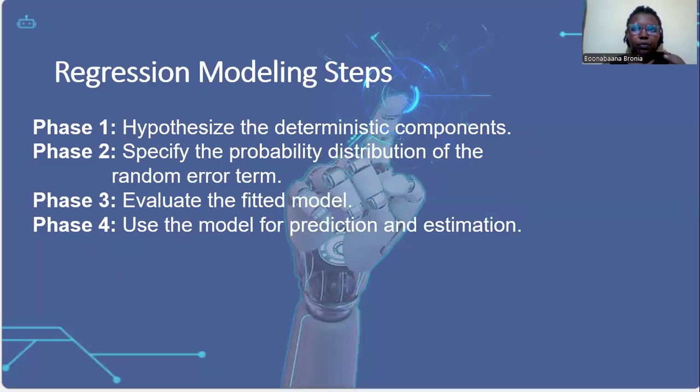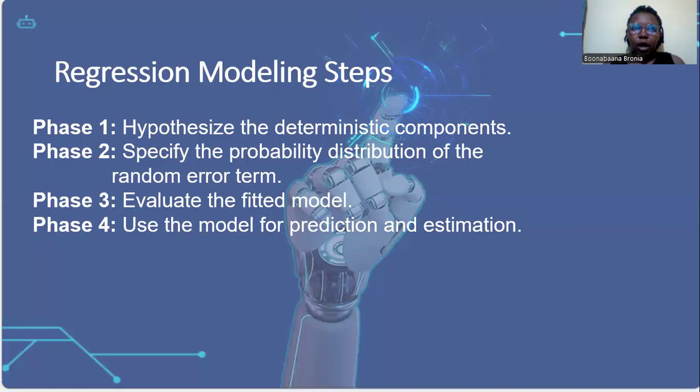So we can have a term known as regression modeling. And in this regression modeling, it takes steps for us to get to a finished model. One of it is to hypothesize the deterministic component, let's say the features of the data set we have, and then we specify the probability distribution of the random error term. Then we evaluate the fitted model. That is how we come in with algorithms that check the accuracy of the model.